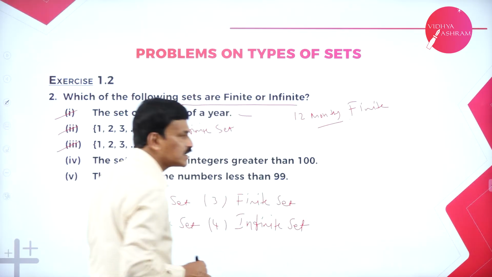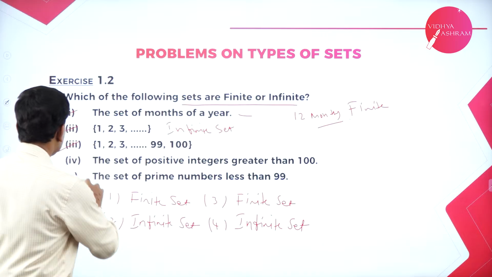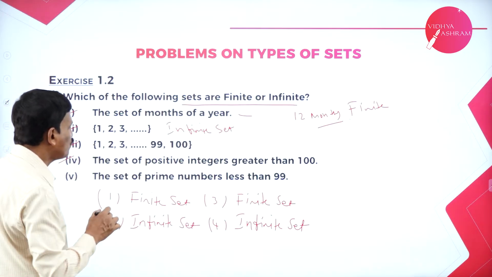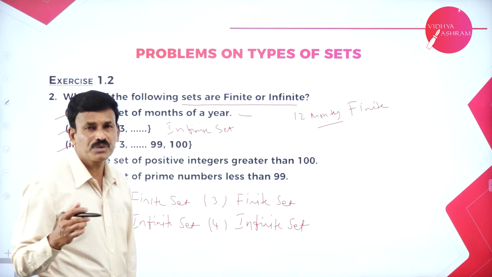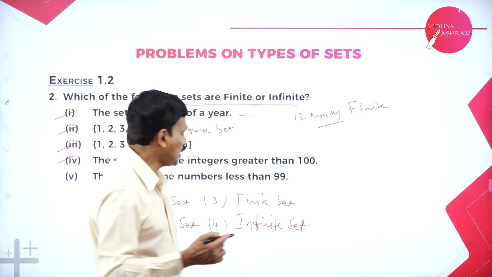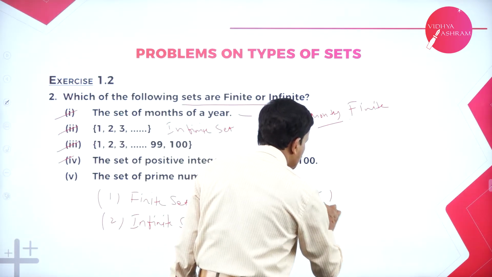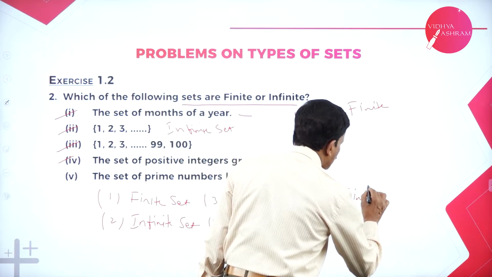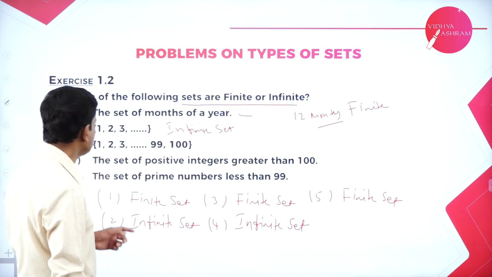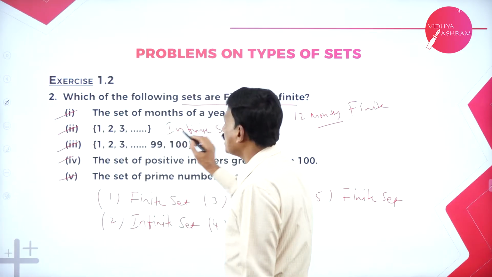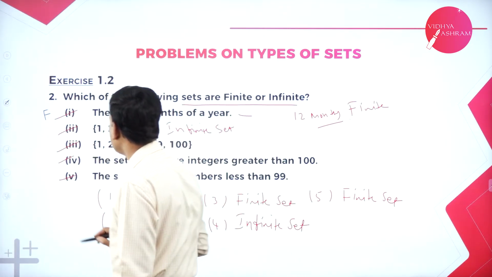So, this is also an example for an infinite set. And the last one, the set of all prime numbers less than 99. There are only a few prime numbers which are less than 99. Therefore, we can say that this is an example for a finite set. This is a finite set. See here, the set of all months of a year is an example for a finite set.